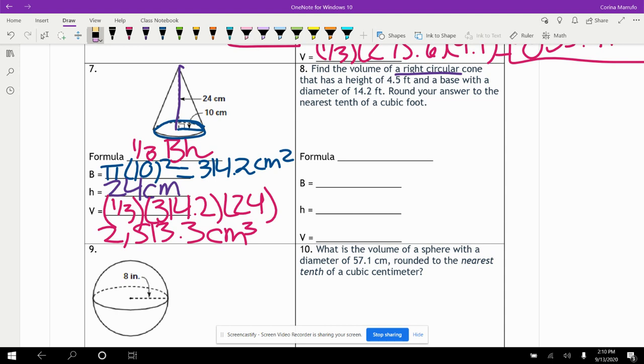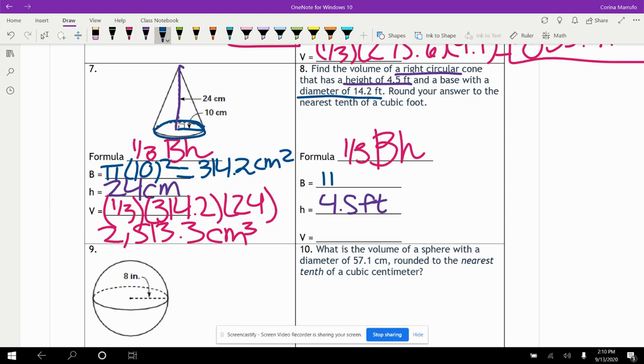Okay. All right, so our formula is going to be 1/3 big B times little h. And then it tells us that for base, we need the radius. So it has a height of 4.5. That's not what we need to find big B, but I'm going to go ahead and write that here. Feet. And the base with the diameter of 14.2. So they didn't give us the radius, they gave us the diameter.